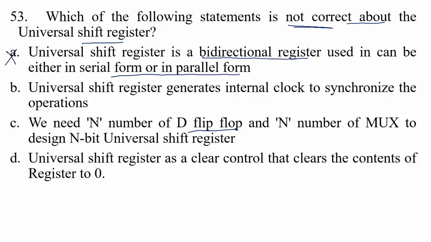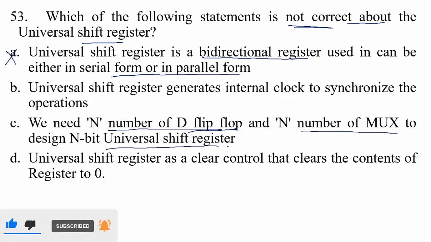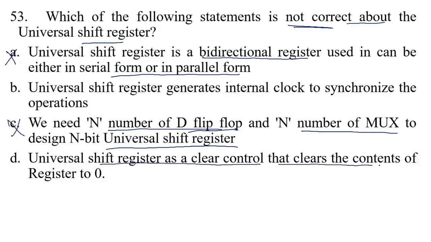The third option they have given is we need n number of D flip-flops and n number of multiplexers to design an n-bit universal shift register. Even this statement is correct, but since they are asking for the not valid statement, option C can't be. Universal shift register has a clear control that clears the contents of the register to 0. Even this statement is also correct.